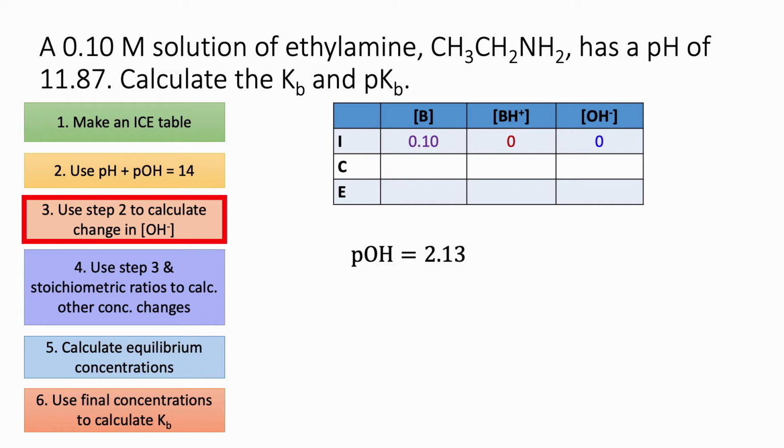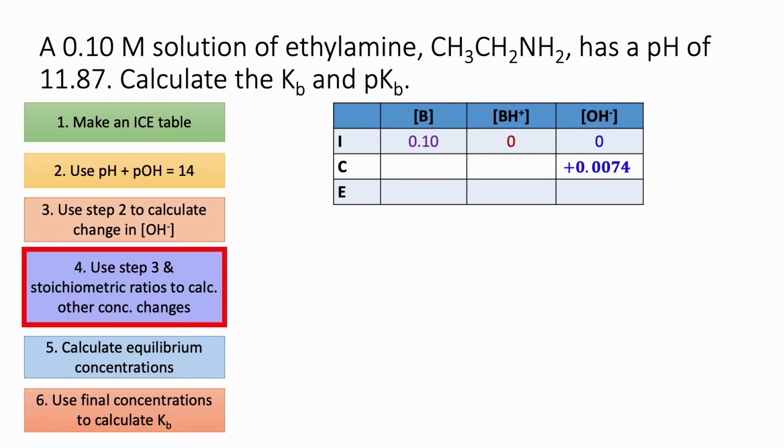In step 3, we're going to use that value for pOH to calculate the change in OH minus. Remember that the H plus concentration would be 10 to the minus pH. Well, OH minus concentration will be the same. It's going to be 10 to the minus pOH, and that's going to be 10 to the minus 2.13, which is 0.0074. So let's just pop that in the ICE table.